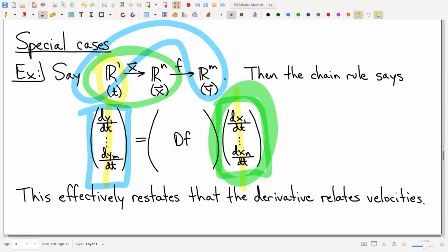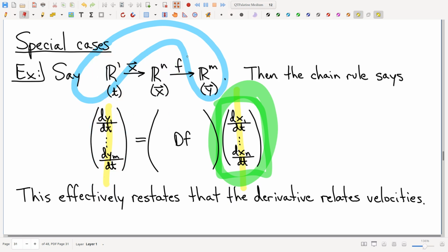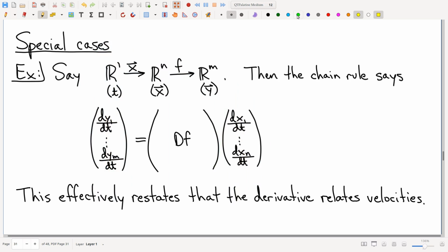Further, we have, in fact, position as a function of one variable, which means that this is also a parametric curve. This is now a parametric curve in Rm. So altogether, what I really have is that this represents a velocity in Rn, and this represents a velocity in Rm.